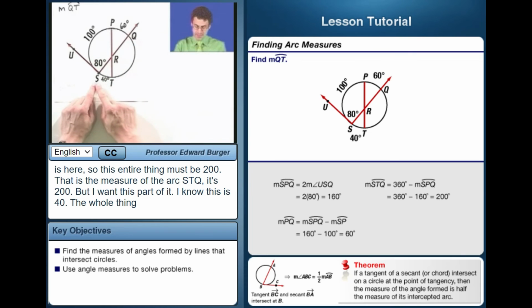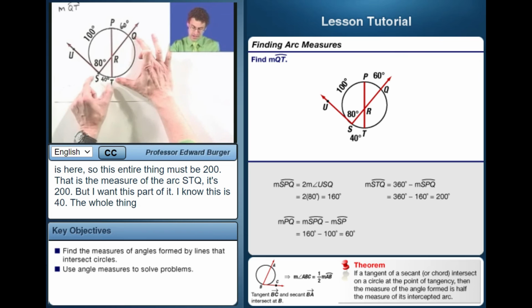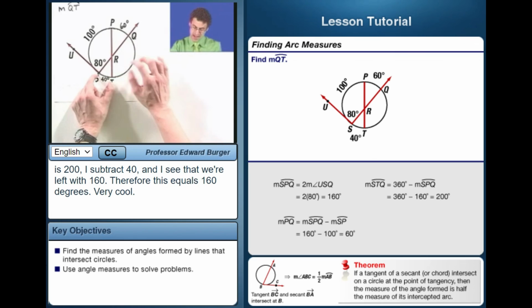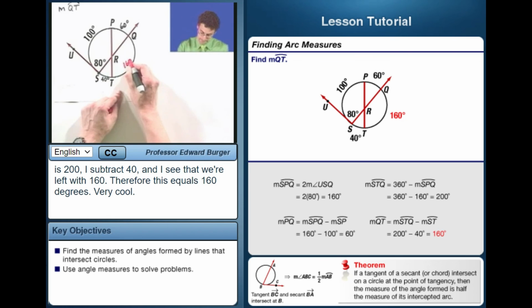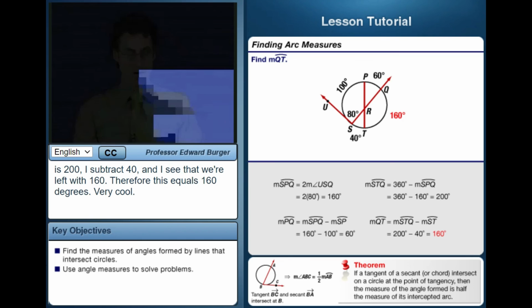That is, the measure of the arc STQ is 200. But I want this part of it. I know this is 40, so the whole thing is 200. I subtract 40, and I see that we're left with 160. And so therefore, this equals 160 degrees. Very, very cool.